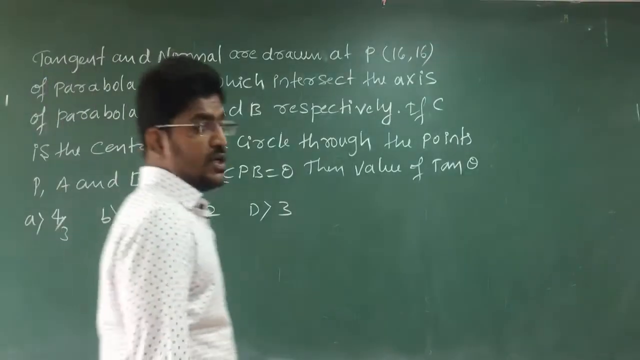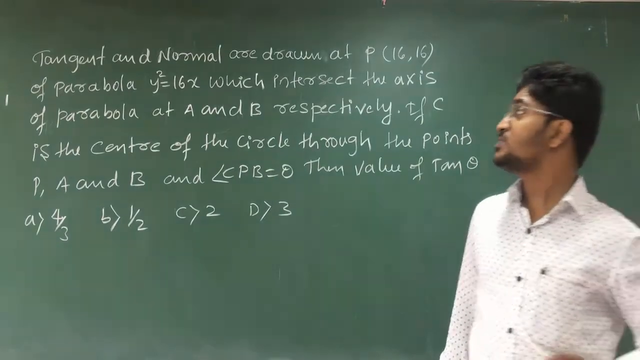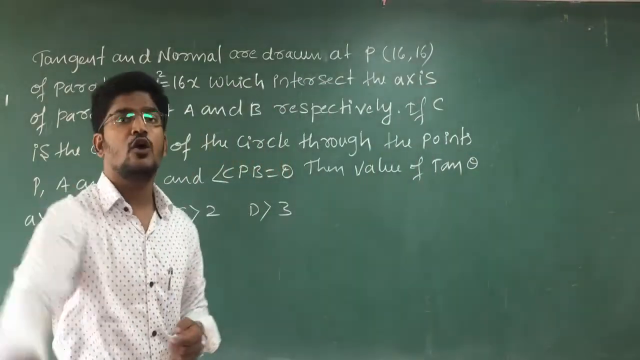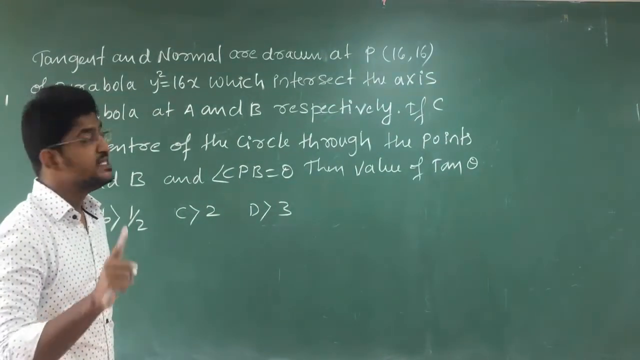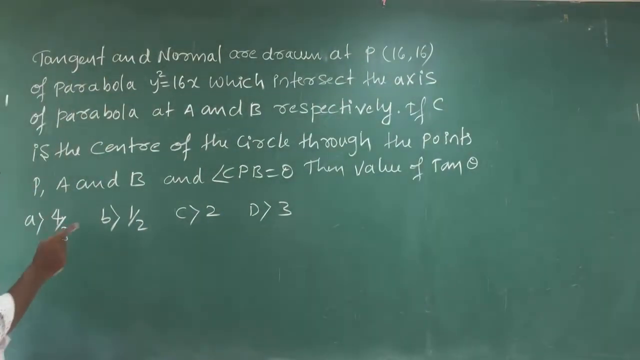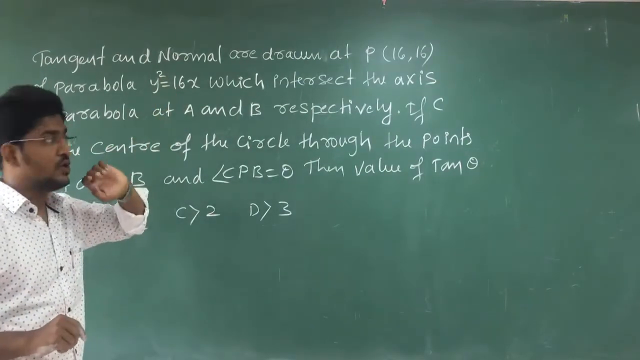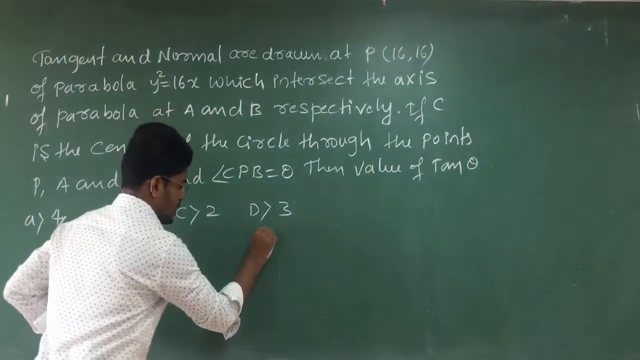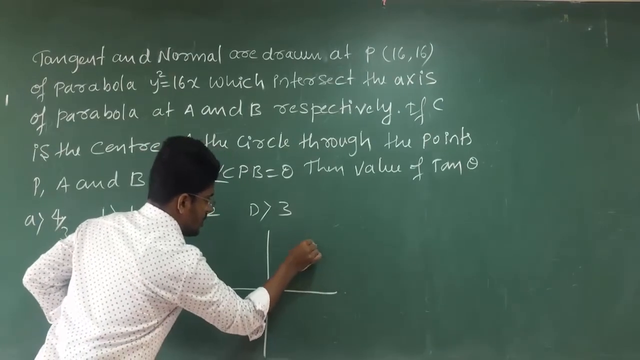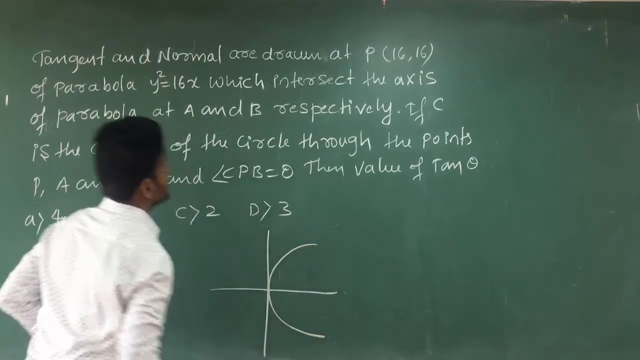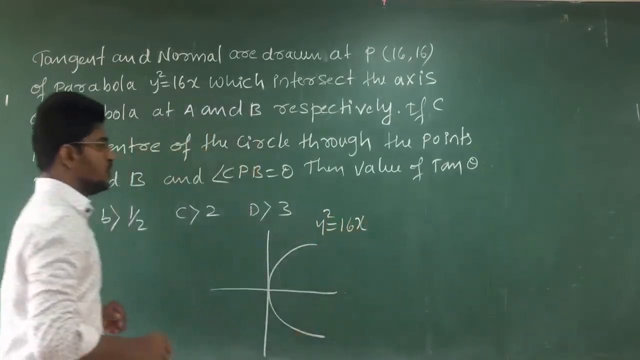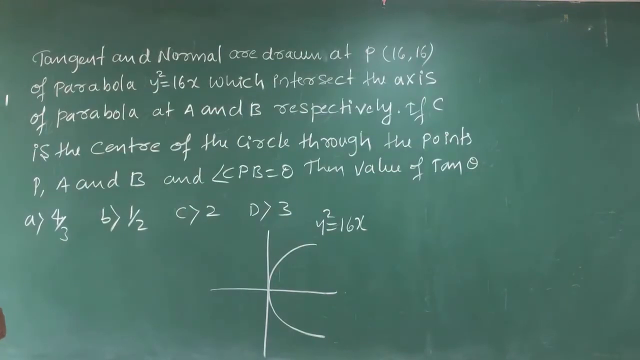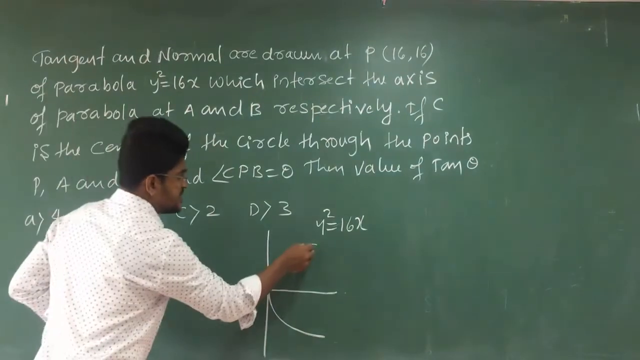Okay students, next let us go for the next problem, from your tangents and normals. Clear? Tangent and normal drawn at a point P (16, 16) of the parabola y square equal to 16x. Okay, first let us draw that. See, we have the parabola y square equal to 16x. Clear? Next, tangent and normal drawn at the point P (16, 16).